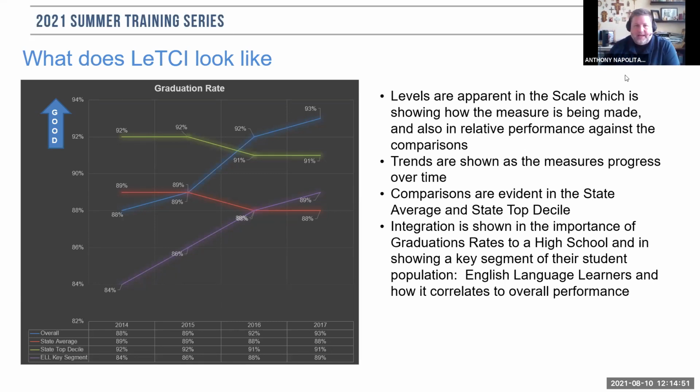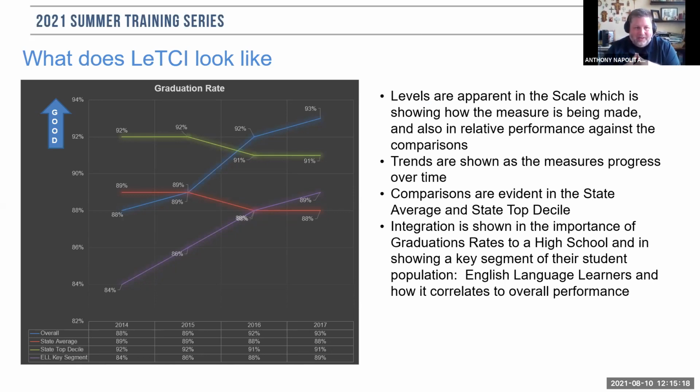So that's the basics. Let's see, what does it look like? To tell you the truth, on the high level, it's not that complicated. But once you start going down into it, that's where all the details come in and everything gets more important. But at the top level, it's not that hard to determine what a level is, what a trend is, what a comparison is.